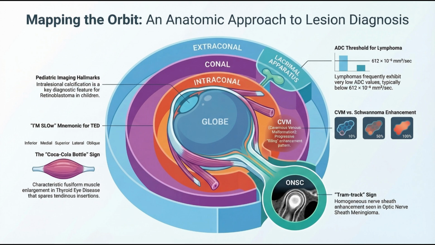Right. If a radiologist looks at a scan and sees the bottom and inside muscles are swollen, but the outside muscle is perfectly fine, thyroid eye disease is immediately at the top of their list. The pattern confirms the disease. But it's not just which muscles are swollen, right? It's how they swell that creates my absolute favorite visual from the entire source text.